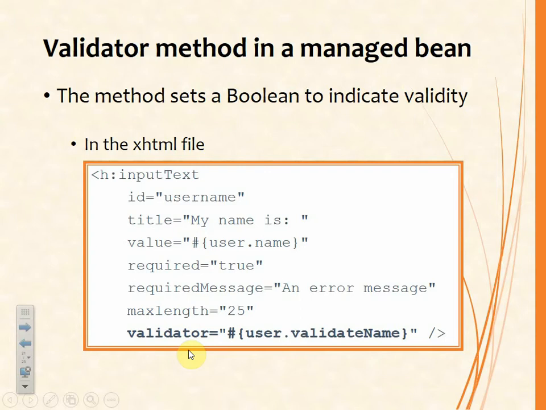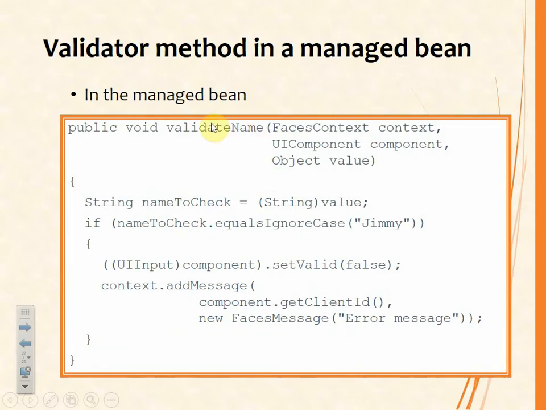Another way, and this will allow us to perform more sophisticated validation, would be to make use of a method in the managed bean whose job is to validate that value. You can see from the example here that we're using an attribute called Validator, and we're using an expression language expression to highlight the bean and the method that will perform the validation. So we will expect to find in that class called user a method called validateName, and it will have a certain interface and it will do the validation, and this is what the managed bean will contain.